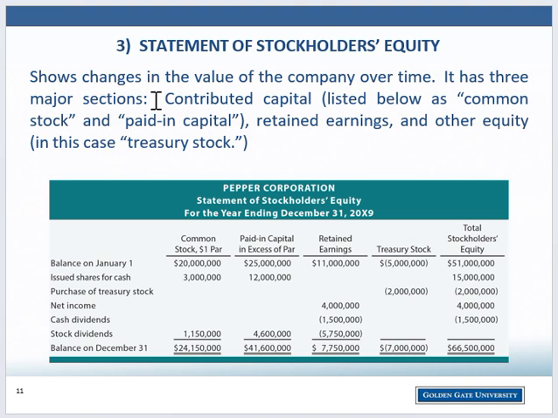The third type of financial statement is the statement of stockholders' equity, which shows the value of the company's equity over time. It has different parts. There is contributed capital, which is basically the owner's contribution to the company. And then there is retained earnings, which is practically all the net income that the company generates, minus any dividends they give out to shareholders.